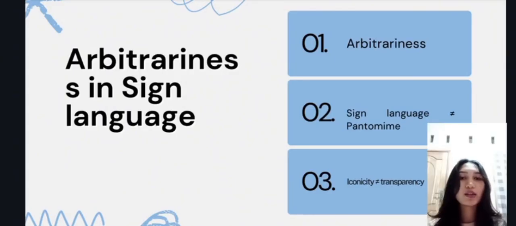Next, iconicity is not transparency. While some signs are iconic, resembling the object they represent, their meaning remains arbitrary and must be learned. For example, the sign for tree in ASL or American Sign Language uses the arm to represent a trunk and fingers for branches. The sign for tree in Chinese Sign Language or CSL is different, even though both are iconic. So, sign languages may have more iconic elements than spoken languages, but they still exhibit arbitrariness, making them legitimate and unique language systems.